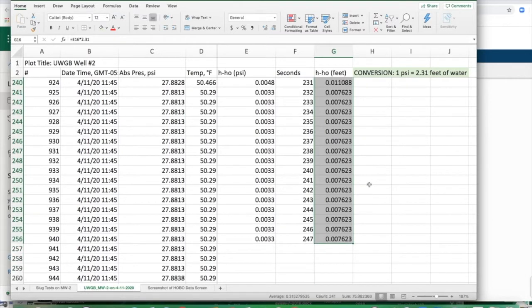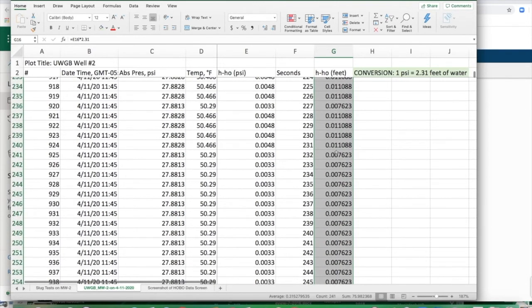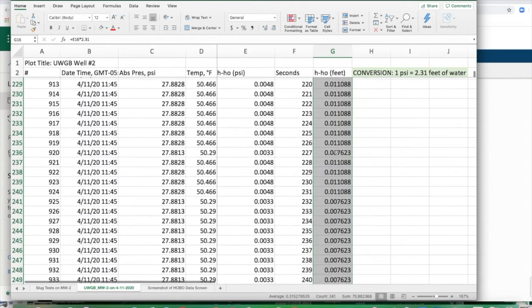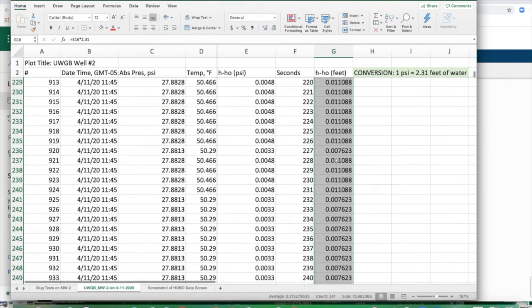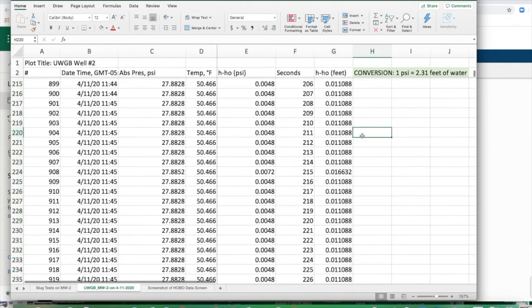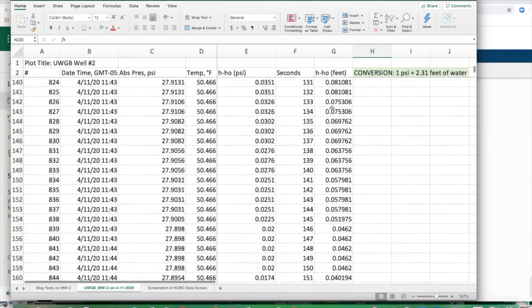Okay. So at this point, it's 0.007623. Now think about that. That's the same as 0.01 feet. That's less than what we're even able to measure with our electric meter. So we really don't care about a lot of these data. We probably don't need all of these, but it's okay. We're probably not going to want to plot and determine things like slope using all of these. We'll use the reasonable data that plot on a straight line. So that's what we need at this point.